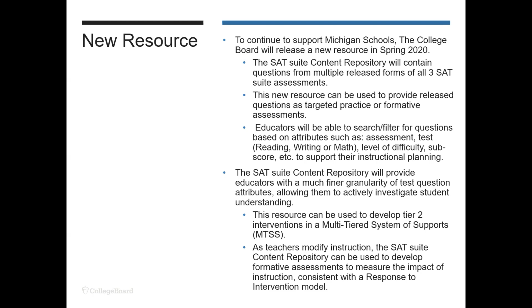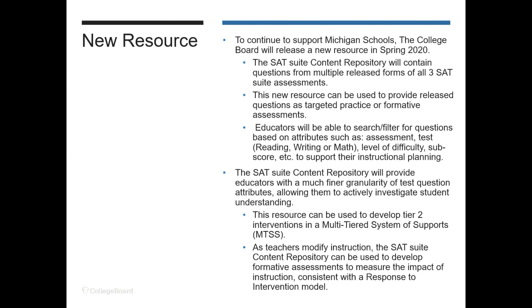So in many ways, people have been able to filter their question analysis report results, but they've only been able to filter them to a certain level, and that's really the subscore level. So you've been able to filter based on heart of algebra. But this content repository is going to provide you with a much finer granularity of test question attributes.